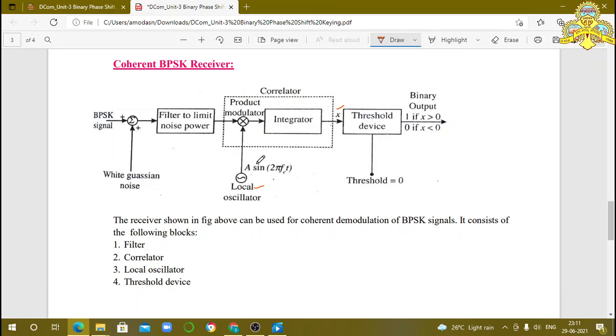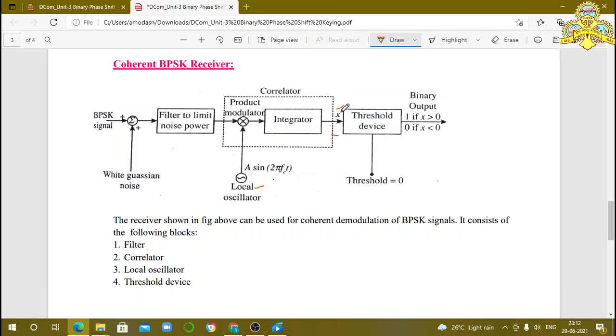If the local oscillator signal is 180 degrees out of phase with respect to the received signal, because here this signal is A sin 2 pi fc t, and if the binary data is 0, then we have the signal equal to minus A sin 2 pi fc t. We have a 180 degree phase difference between these two. Then this correlator output becomes negative. If both the signals are matched together, then the output of the correlator becomes positive. Otherwise, the correlator output becomes negative.